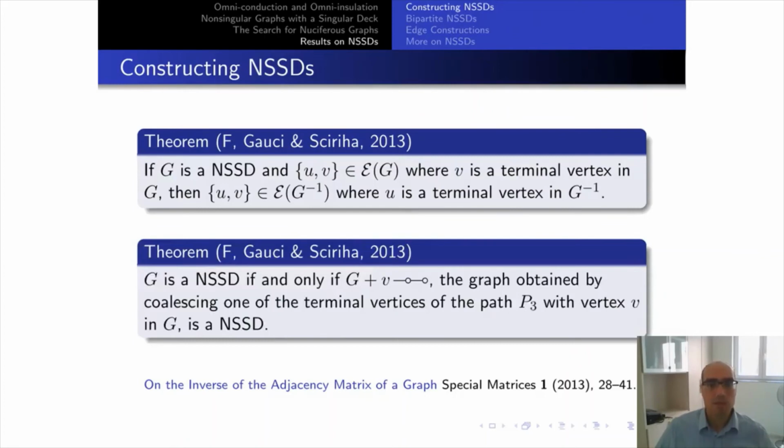The second result tells us that if we have any NSSD and we coalesce a path P3 with one of the vertices in G and the terminal vertex of P3, then you end up with another NSSD. So this tells us immediately that the number of NSSDs is infinite. We can continue doing this as much as we like.